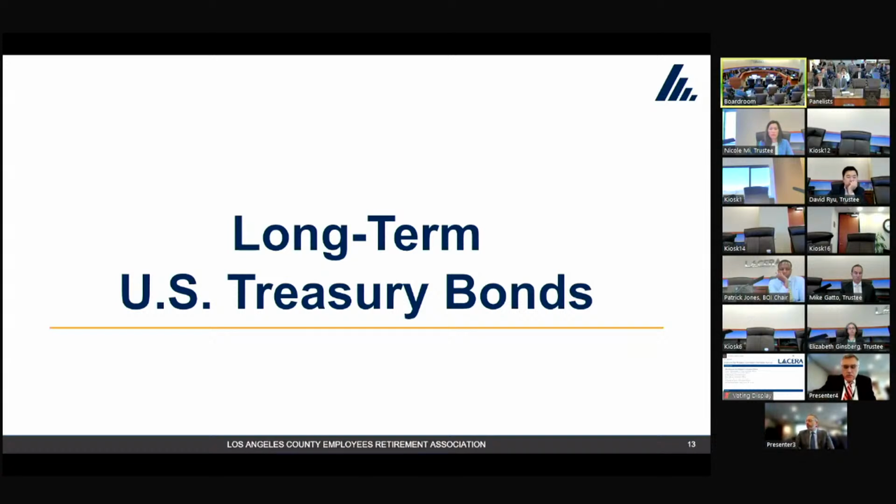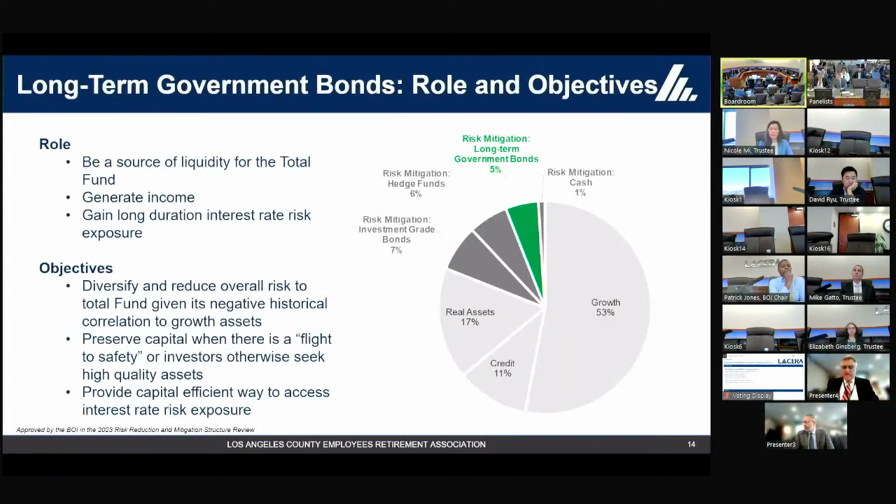Now we come to long-term treasury bonds. This is an allocation that was added at the previous strategic asset allocation 3 years ago. Its role was to be a hedge against the growth portfolio, given its expected negative correlation to stocks. Unfortunately, the correlation turned positive in 2022 as both asset classes generated negative returns. The only silver lining is that the allocation to long treasury bonds enabled us to have a higher allocation to growth than we would otherwise have had at the same level of risk. And stocks performed very well in 2021, 2023, and so far this year.